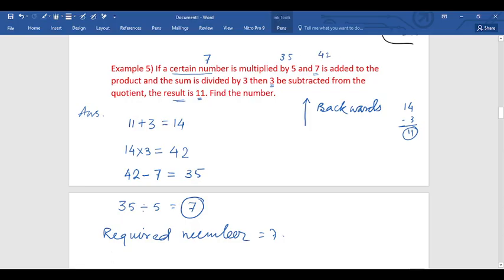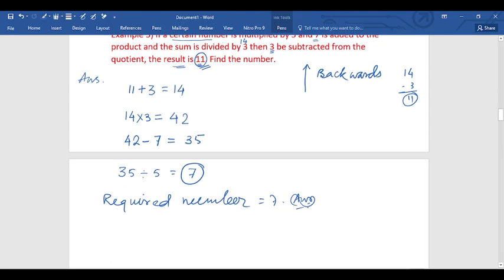Then the sum is divided by 3. 42 divided by 3 gives you 14. Then 3 is subtracted from 14 and gives you 11. Yes, from 14 if you subtract 3 you will get 11. That means our answer is correct. The required number is 7. Okay, very logical.